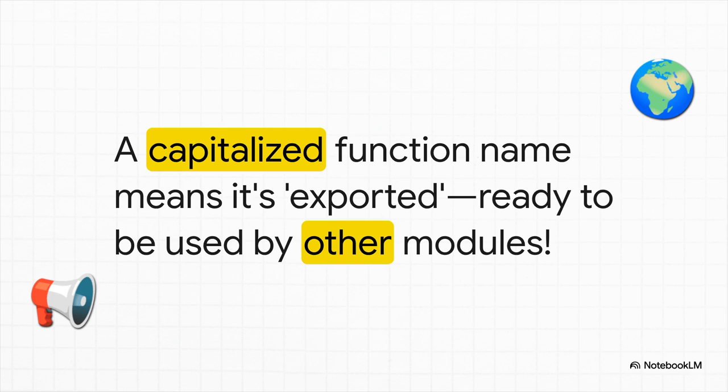Next up, the function itself. Now, pay close attention to the function name, Hello. See how it starts with a capital H? In Go, that's not just a style suggestion, it's a rule with a really important meaning. A capitalized name means the function is exported. It's public. It's ready for any other package or module to use. If we had used a lowercase h, it would be private, locked away inside this package. So remember, in Go, capitalization is visibility.